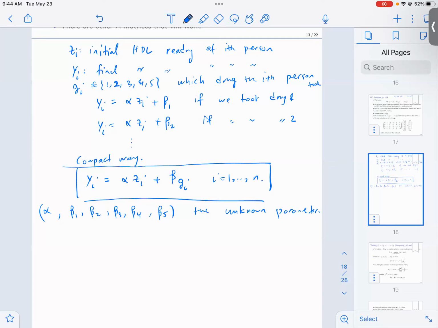I could have done different. So I could have, for example, also let alpha depend on the drug level. That's also possible. I could have alpha plus something here that depends on which drug I took. So this is a simple model, right? Does it make sense? Makes sense.